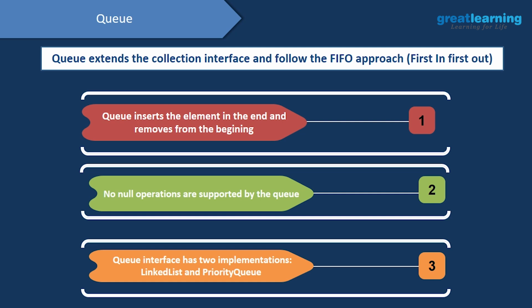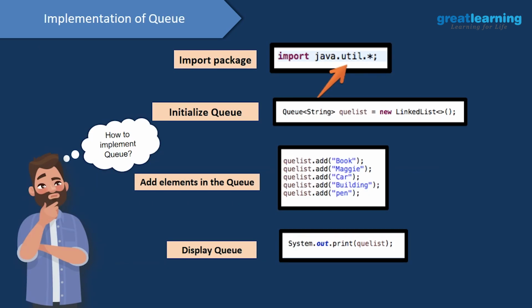Queue is where insertion is done at one end and removal is done from the other end, right? But in the priority queue, the elements can be inserted in any order, but removal of the elements will be in a sorted manner, right? So if you want to have a sorted queue, we sometimes use priority queue for that, right? So this is the basic difference between queue and priority queue.